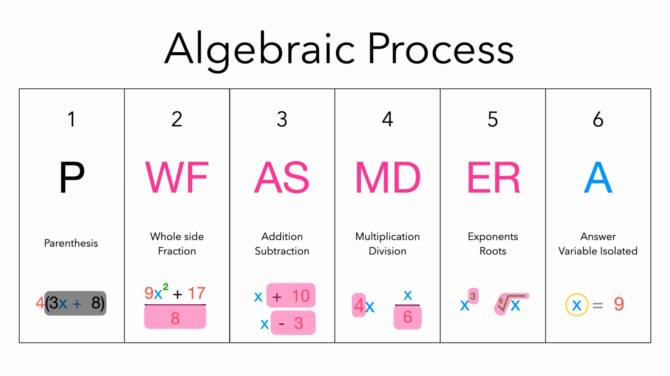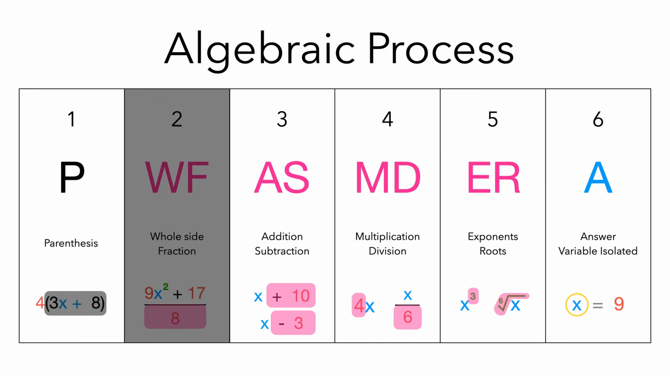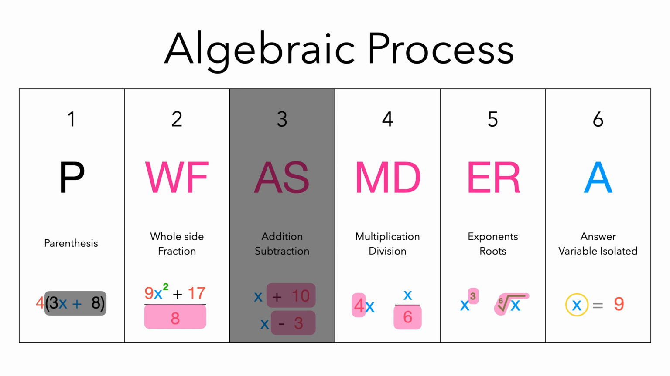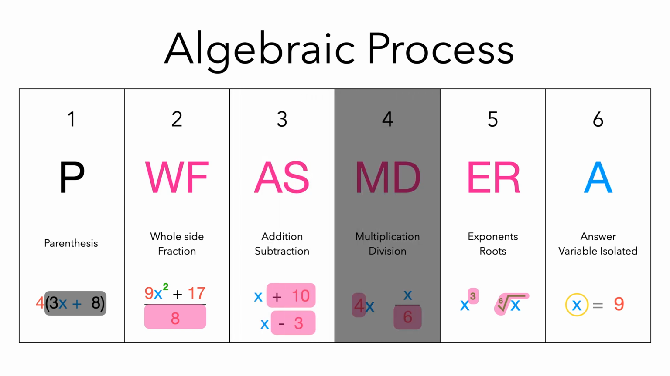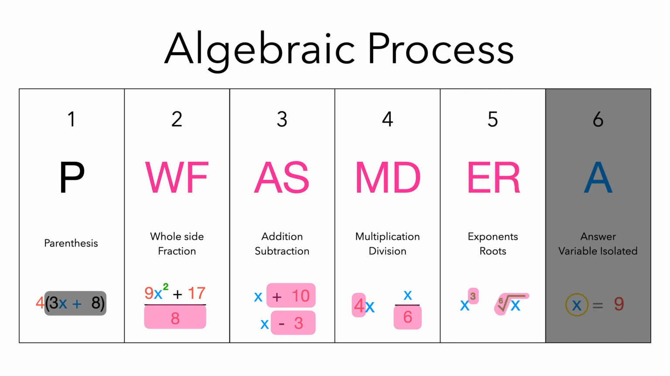So again, to get there, just first find the parentheses, then you're looking for whole side fractions, then addition or subtraction, then multiplication or division, then exponents or roots, and once you do that, you have the variable isolated.